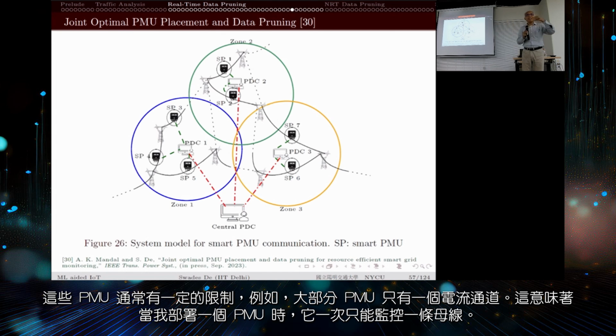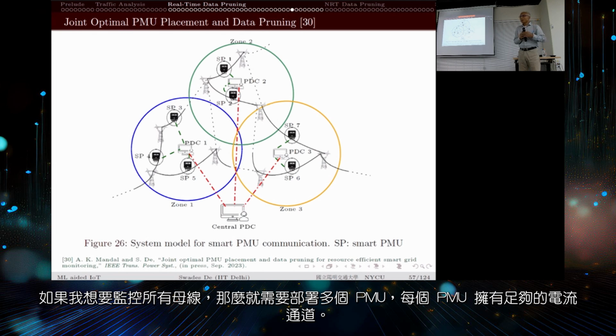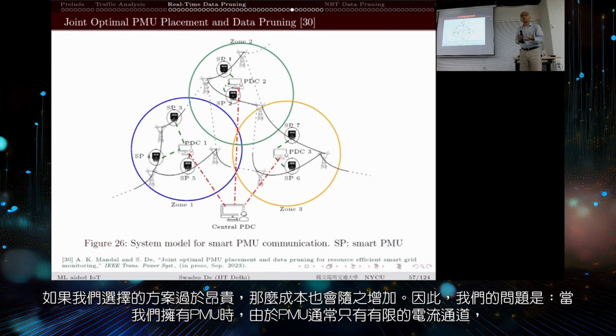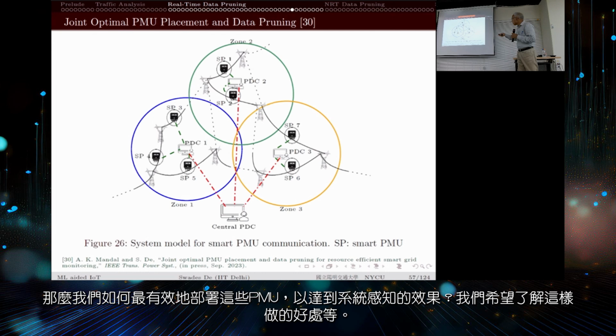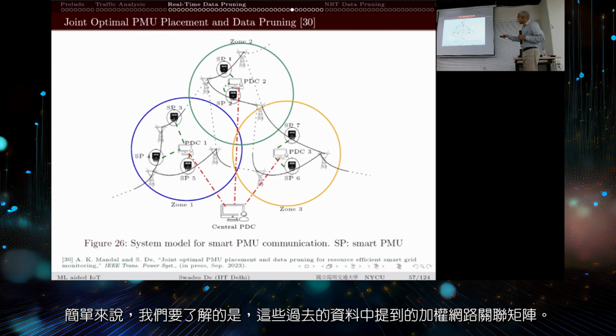What that means is that when I deploy a PMU, it will monitor only one bus at a time. If I have to monitor all the buses whenever I deploy, then I have to have that many current channels, so equivalently the cost will also increase. So our question is: practically, PMUs come with a limited number of current channels, typically one current channel. If I have limited current channel PMUs, how do I deploy them optimally so that I can prune, which is system aware, and then we want to see the corresponding benefits, etc. So that is the summary.